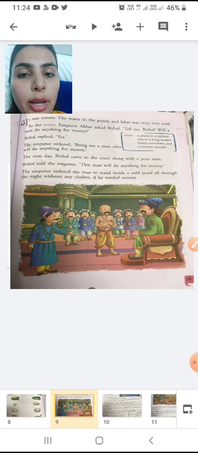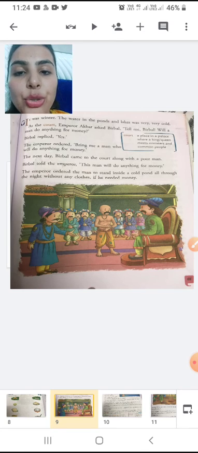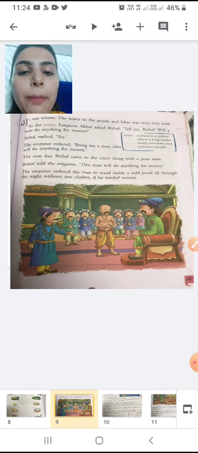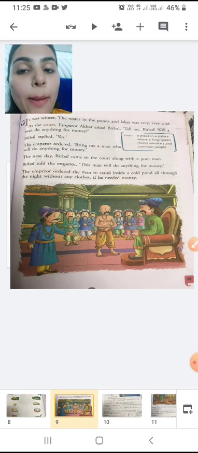At the court, Emperor Akbar asked Birbal, "Tell me, Birbal, will a man do anything for money?" Birbal replied, "Yes." The emperor ordered, "Bring me a man who will do anything for money." The next day, Birbal came to the court along with a poor man. Birbal told the emperor, "This man will do anything for money."